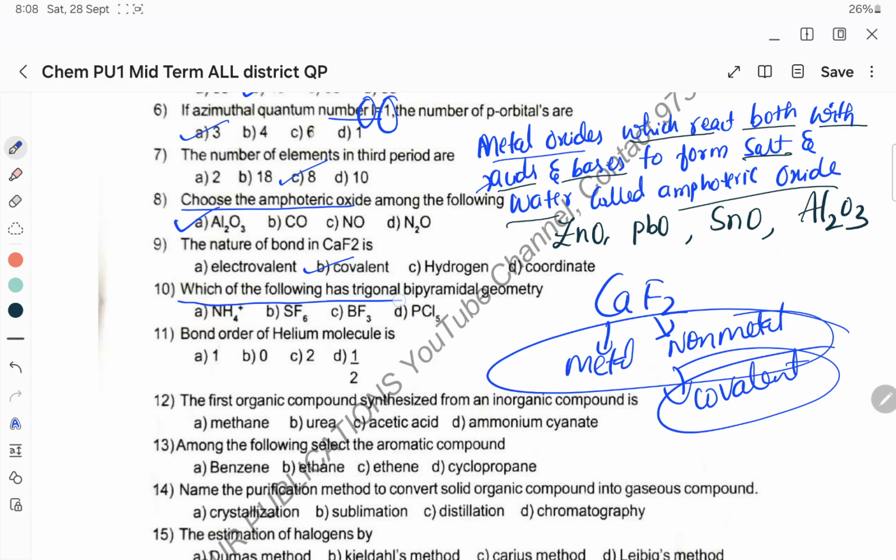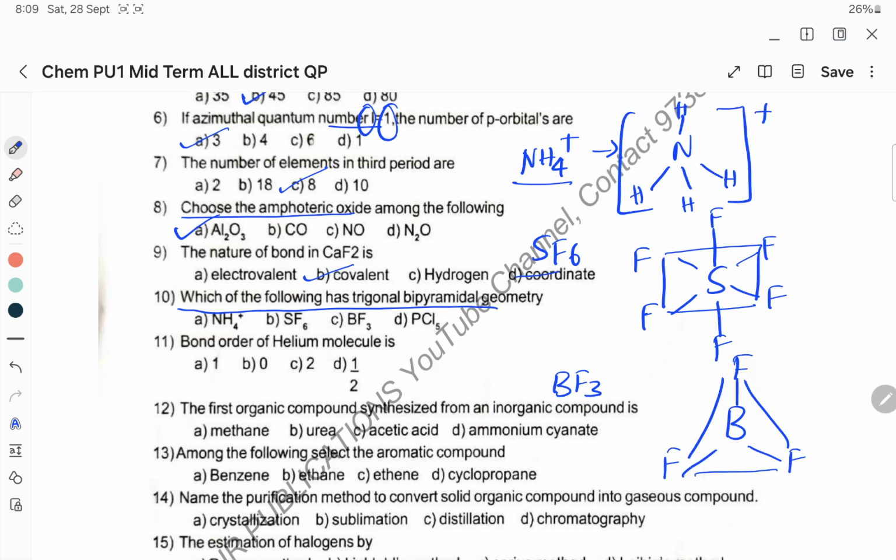Which of the following has a trigonal bipyramidal geometry? See the options, NH4 and so on. This is the structure I have written here. This NH4, what is the geometry? This one is called a tetrahedral. Okay. Next, move on to the SF6. See the structure of SF6 I have written here. This is a structure called an octahedral structure.